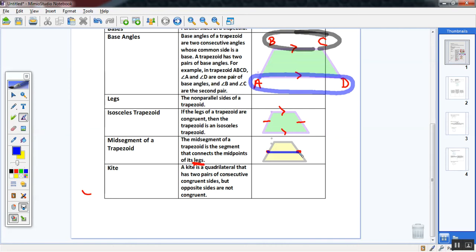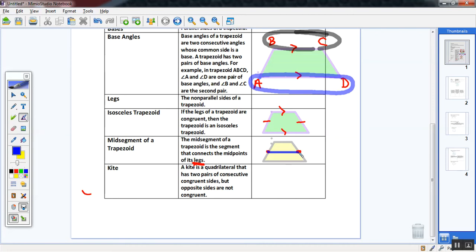Okay. I have a question. If the top base of this trapezoid is 10 and the bottom base is 20, anybody want to guess what the mid-segment length might be? 15. It's going to turn out to be the average of the top and the bottom, or the two parallel sides. All right, and we'll talk about that.